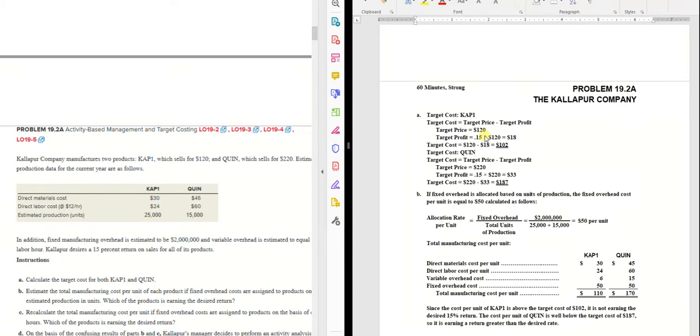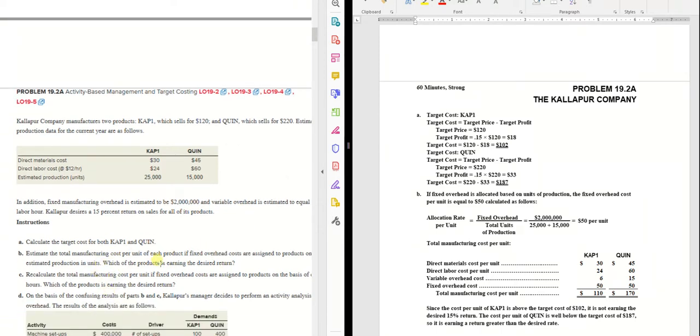If I'm not making the t-shirts for $10, then I would have to look for ways to become more efficient, buy cheaper materials, or invest in processes that are more efficient, etc. And basically, if I can't make them for $10, then I don't do it because I can't make my required profit. All right. B, I want the total manufacturing cost.